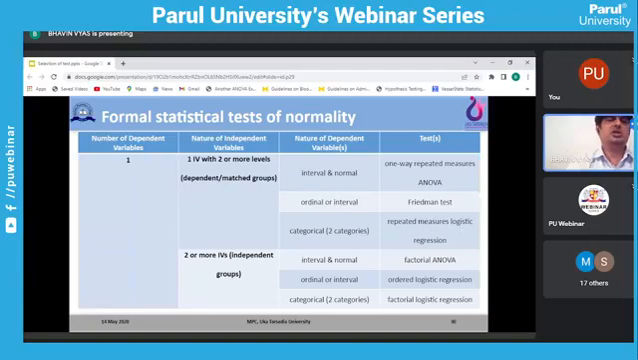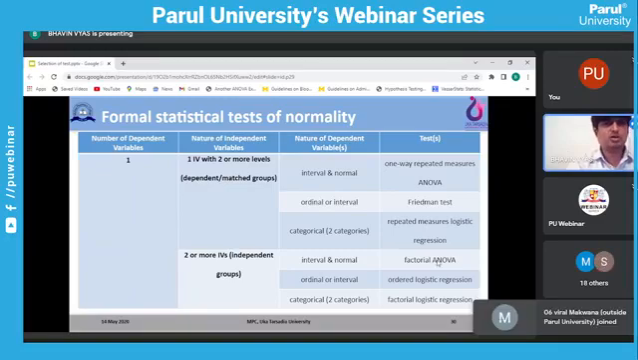Logistic regression, you should select logistic regression. If you have more than two independent variables, then there are n number of factorial ANOVAs: factorial ANCOVA, MANOVA, that type of ANOVA will be there. That is known as factorial ANOVA.